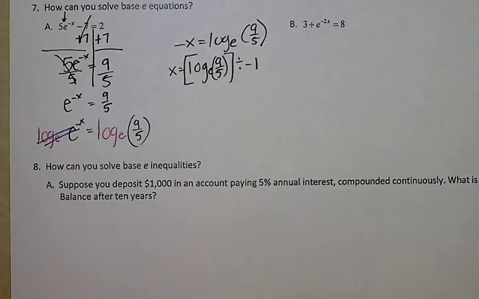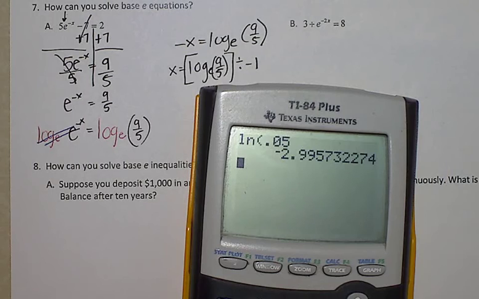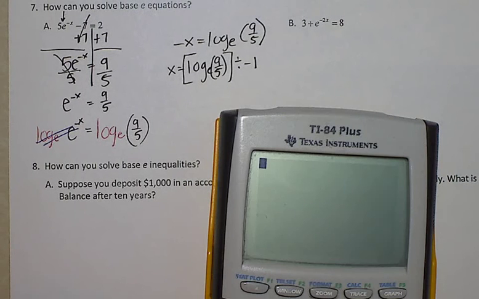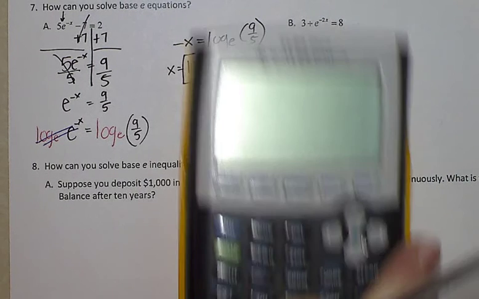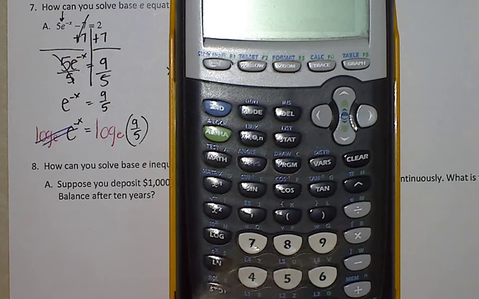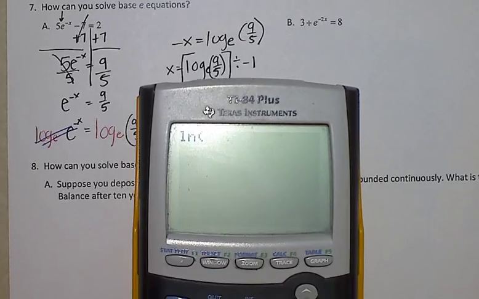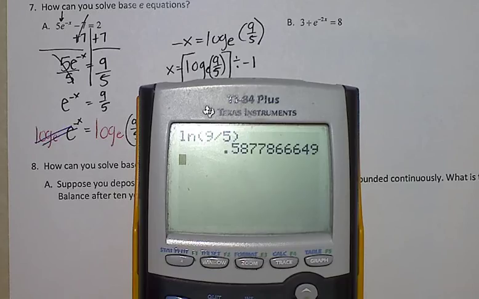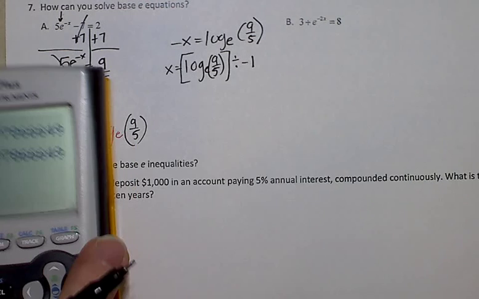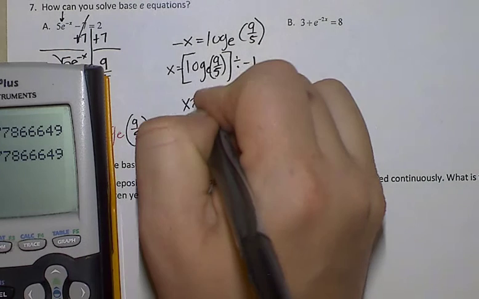So how do we do this on a graphing calculator? Please press clear. Recognize that log base e is not the same as the common log, which you see here. So we're going to hit ln, because the natural log, or ln key, is the same as log base e. 9 divided by 5 in parentheses, press enter. And when we divide it by the negative 1, we're just going to switch the sign. And let's round it to the nearest thousandths.